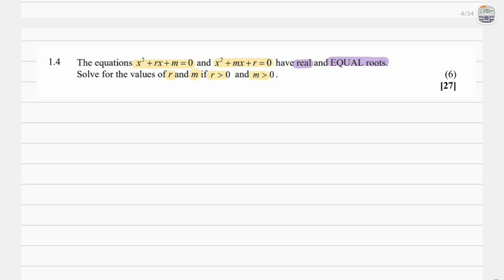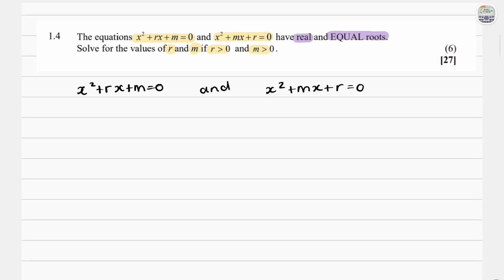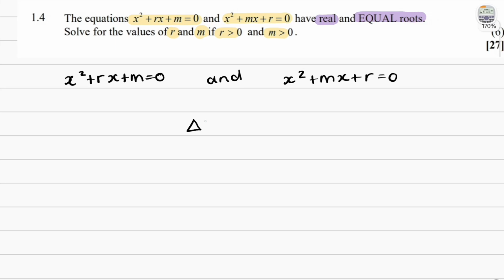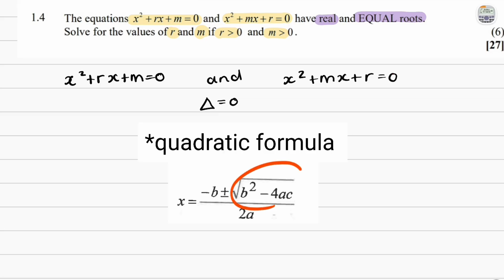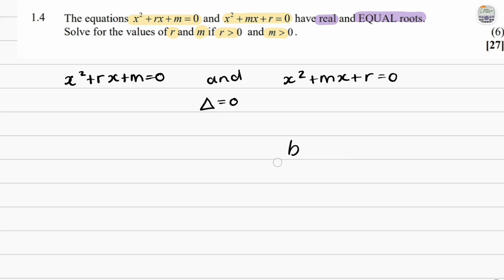Okay, so the main goal, yes, they gave us two equations, but the only thing that we can actually do with these equations is use the fact that they told us that they have real and equal roots. So looking at this, if an equation has real and equal roots, what does this mean? Well, it means that the discriminant, right? It's quadratic, first of all. They're quadratic equations. So the discriminant is equal to 0. And we know that the discriminant is that part b squared minus 4ac from the quadratic equation.